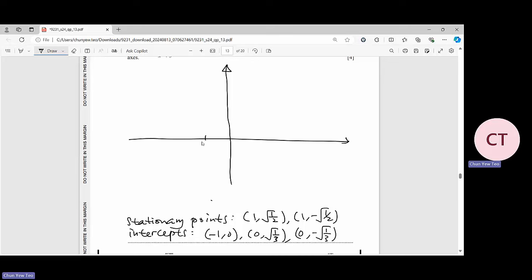So you have a negative 1, 0 is still here. This one will become positive 1 over square root 3. And the reflections will be negative 1 over square root 3. You have positive 1 over 2, and you have a negative 1 over 2. And this will happen at the 1. This is the maximum. Now it will be reflected over here.